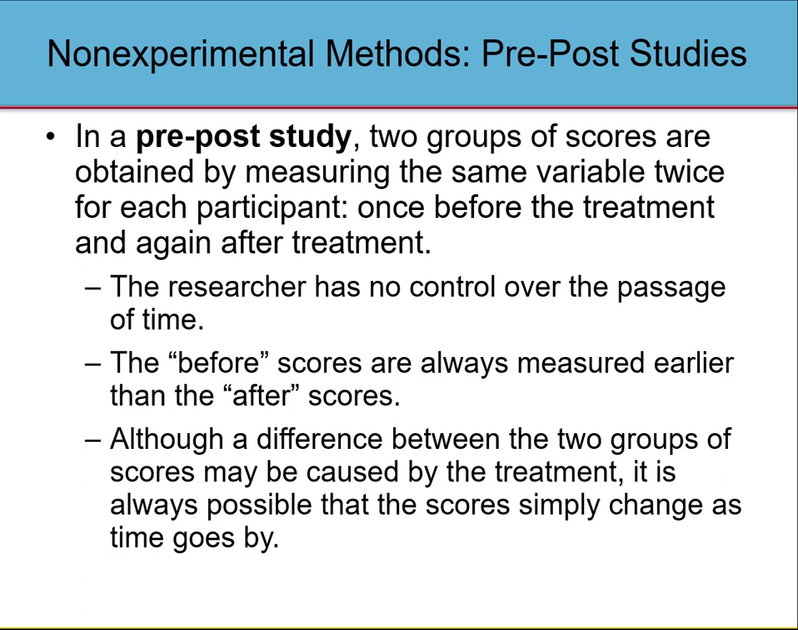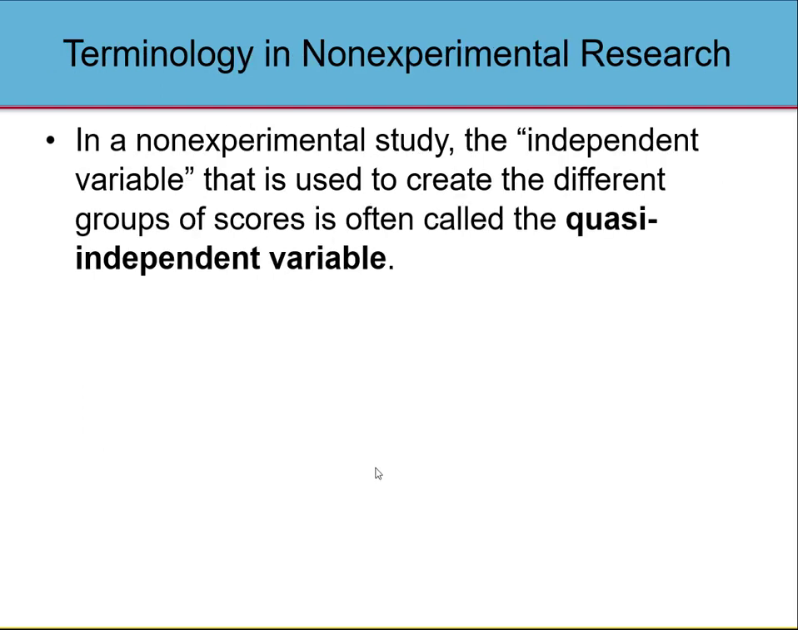So in a pre and post study, you have two groups of scores that are obtained by measuring the same variable twice for each participant. You get a pre-test, you get a post-test. We can't control the passage of time. The before scores have to be measured before the after scores. And just because there's a difference, that may be caused by the treatment, it's always possible that the scores simply change as the time has passed.